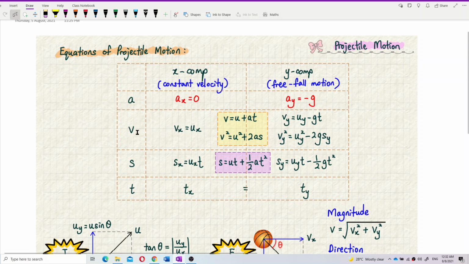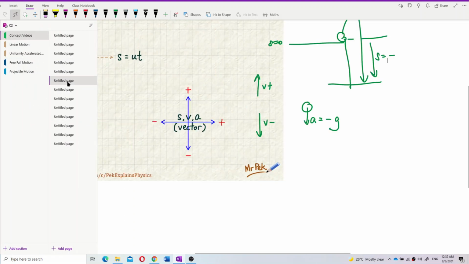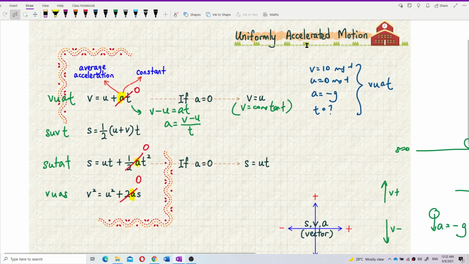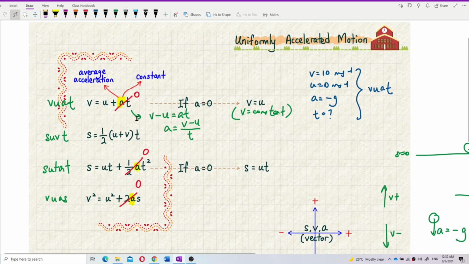Now, looking at velocity, displacement, and time, how do we get the values? Do you still remember these formulas? Of course, these are the most familiar kinematics equations of linear motion that you have learned before. In uniformly accelerated motion, we already learned v equal to u plus at, s equal to half (u plus v)t, s equal to ut plus half at squared, v squared equal to u squared plus 2as.